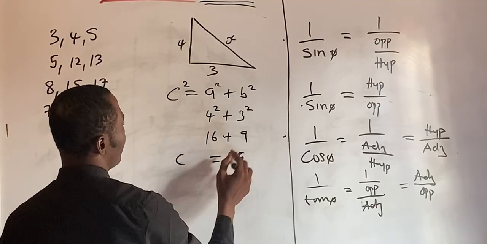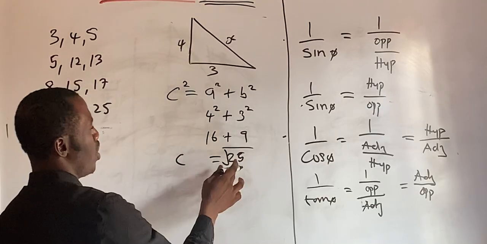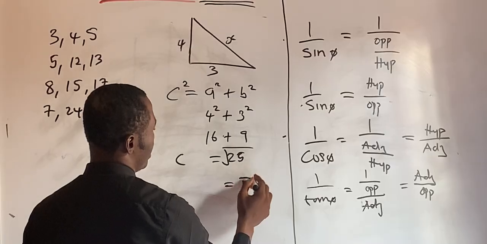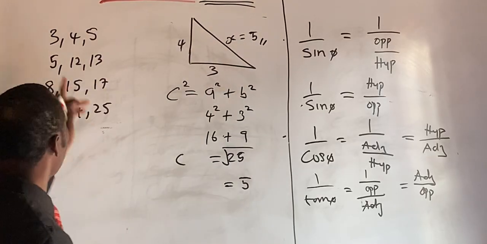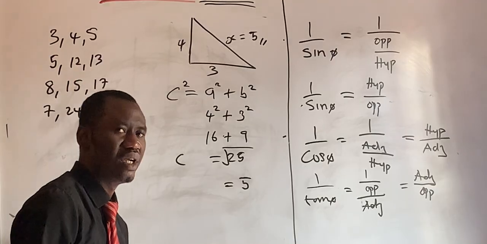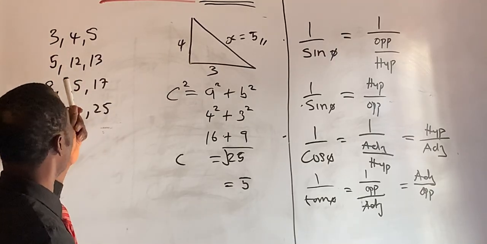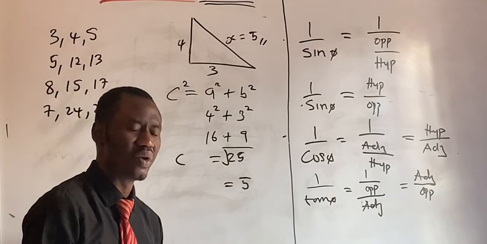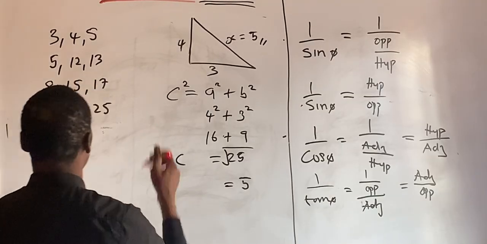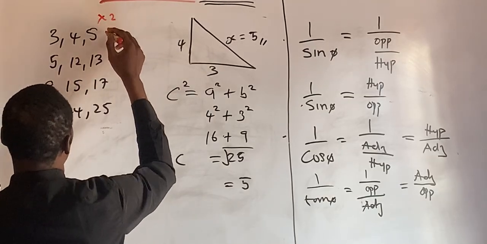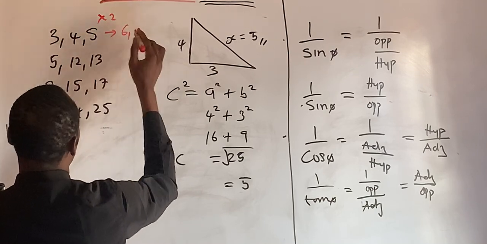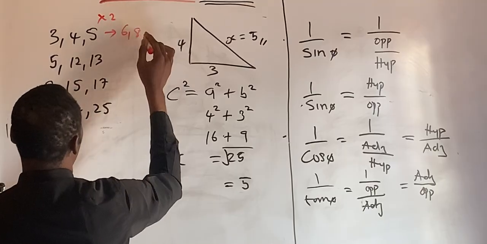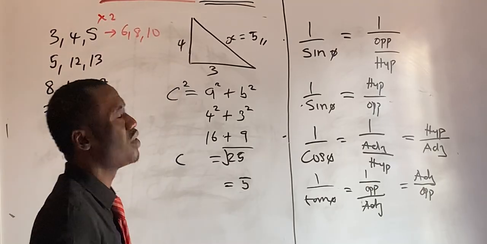Now, 25, you transfer the square onto the 25. What you'll have is 5. So x equals 5. And that carries with the 3, 4, 5 triangle. There can be a 5, 12, 13 triangle. And sometimes these things can be multiplied. We can multiply this by 2, so 2 times 3, that is 6. 2 times 4, that is 8. 2 times 5, that is 10. So we can have 6, 8, 10.